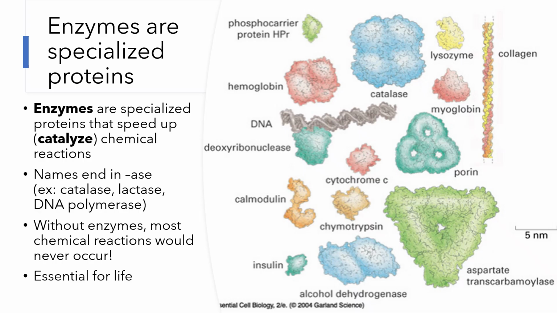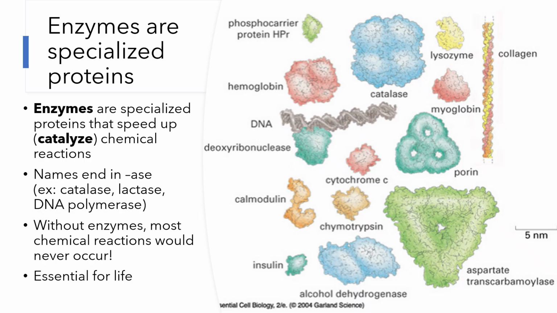Now, the way we name enzymes in biology helps us identify them a little bit better. If a compound name ends in ase, like catalase or polymerase or alcohol dehydrogenase, anything that ends in ase is an enzyme. Now, there are some that don't fall into that category. However, for the most part, you can pretty much rely on ase equals enzyme.